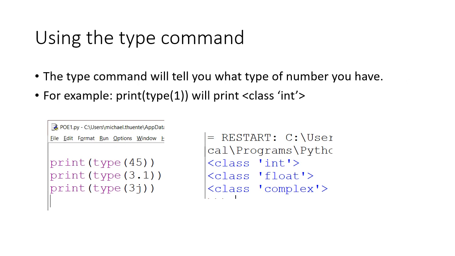Alright, there's also a type command that'll tell you what type of number you have. So it's just type and then a number or a variable that represents a number. So for example, if you put in print type 1, the output would be class and then 'int' in apostrophes. So you can see some examples down there at the bottom. Print type 45 returns int, print type 3.1 gives you float, and print type 3j would be complex.